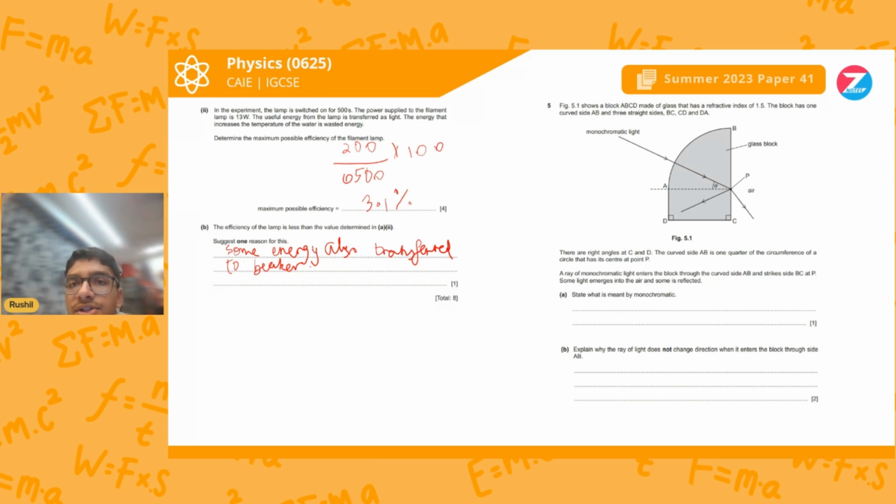Now, question 5 shows a block made of glass that has a refractive index of 1.5. The block has one curved side and three straight sides. There are right angles at C and D. The curved side AB is 1/4 of the circumference of a circle with the center at point P. Now, a ray of monochromatic light enters the block through the curved side AB and strikes BC at this point. Some light emerges into the air and some is reflected. State what is meant by monochromatic.